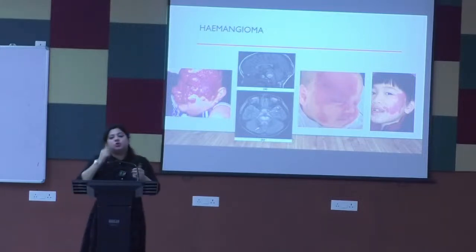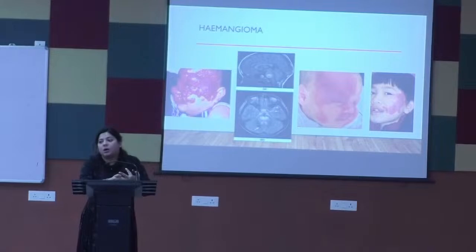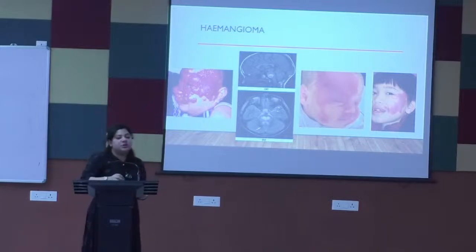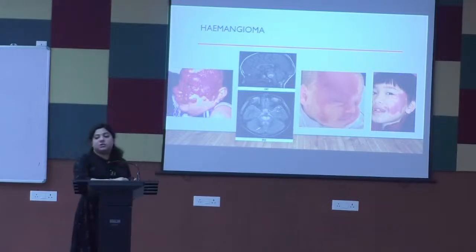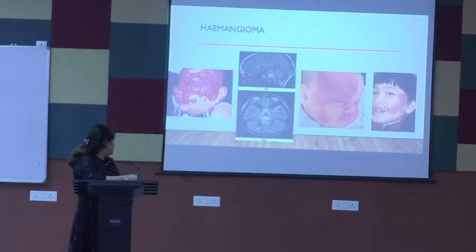But sometimes hemangiomas can also cause a problem when they are located inside the CNS. Right? Name a syndrome which is associated with cerebellar hemangioma. VHL, von Hippel-Lindau disease. Right? It is associated with cerebellar hemangioma, chromosome 3p. VHL is also associated with clear cell renal cell carcinoma. So this is an example of cerebellar hemangioma.